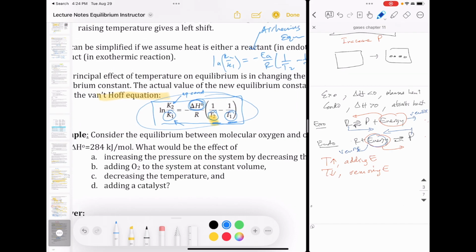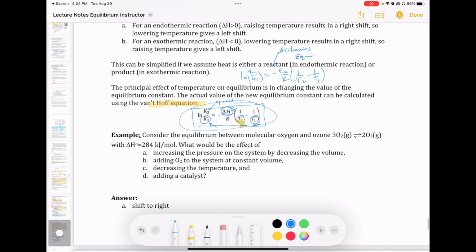Let's apply this concept of Le Chatelier's principle to an example. So we have an equilibrium between oxygen in the molecular form and ozone. And the delta H of the reaction we were told is 284 kilojoules. So what would happen if I were to increase pressure by decreasing volume? Again, think about what happens when volume goes down, concentration goes up. If concentration goes up, I'm going to shift to the side with fewer particles because I want to bring that concentration back down. So that means I'm going to shift to the right side, okay? So that's the answer for the first one, shift to the right.